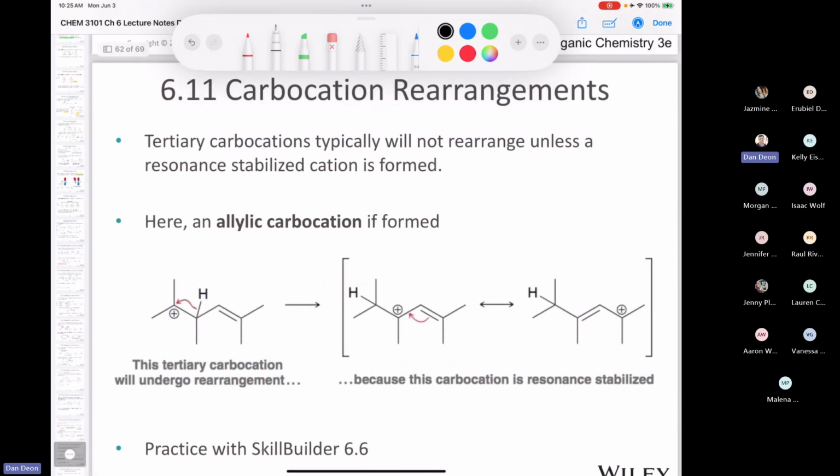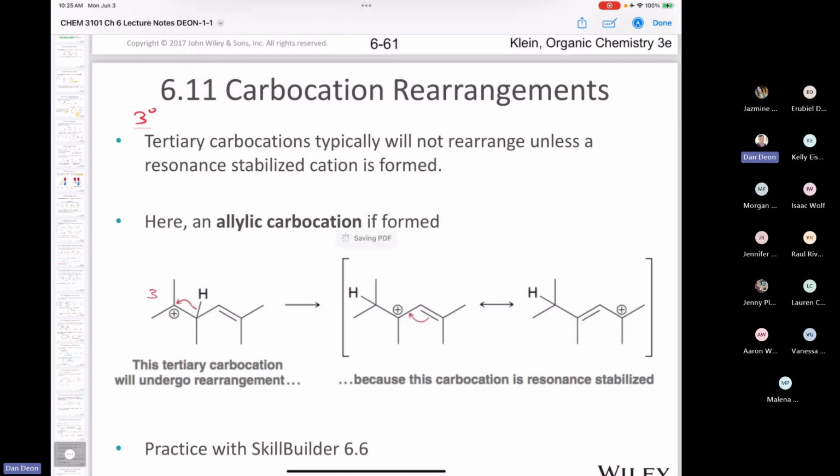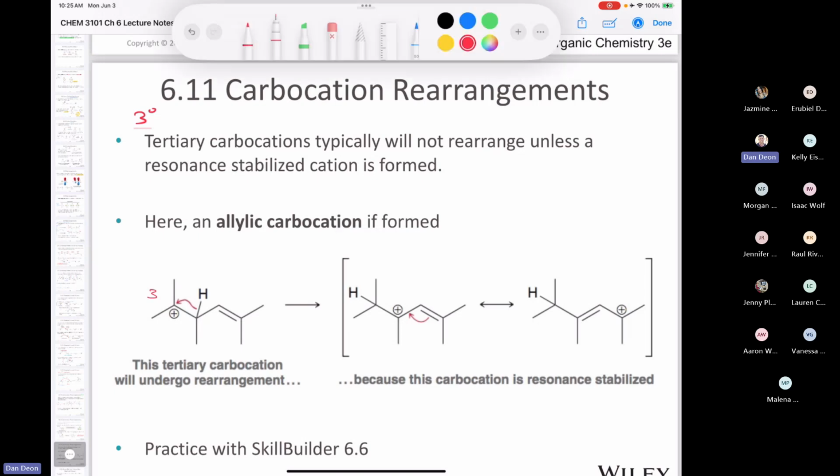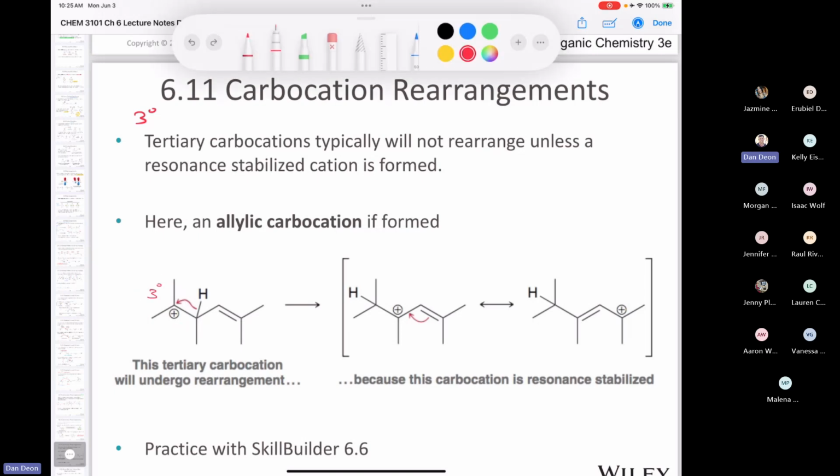And there's another interesting bit of information on here. Check this out. It says a tertiary carbocation, will it rearrange? The answer is possibly. It says here it's not going to rearrange unless a resonance stabilized cation is formed. So check this out. Here we have a beautiful tertiary carbocation. And you might be tempted to say, well, it's tertiary, it's not going to rearrange. Why would it do that? However, if you do this proton transfer, look at what happens. Now you end up with something that's tertiary slash allylic. So not only is it tertiary, but it's resonance stabilized.